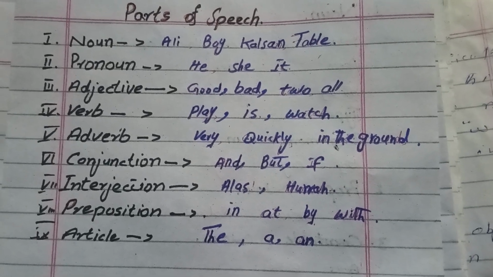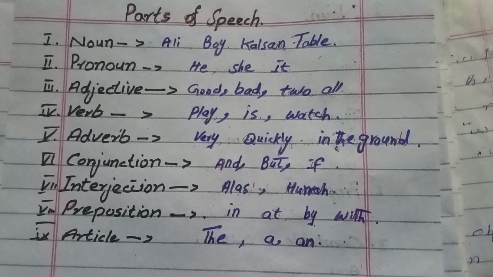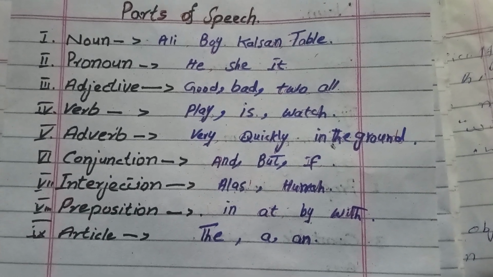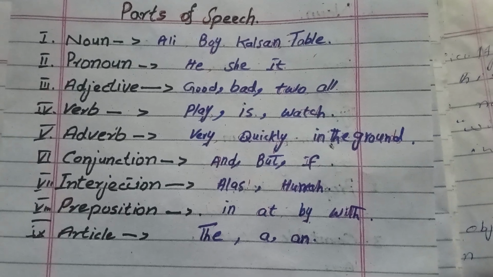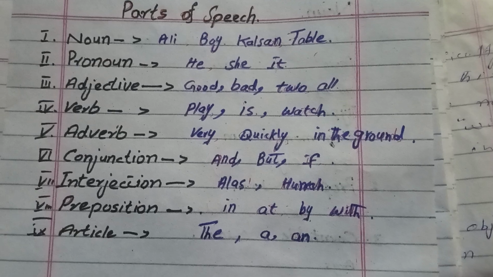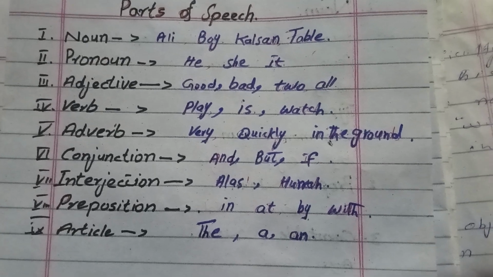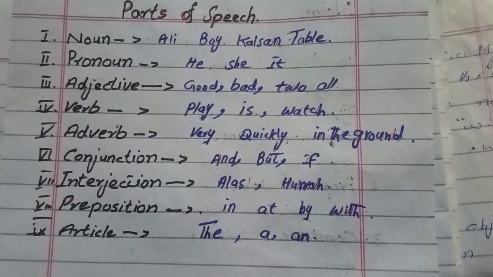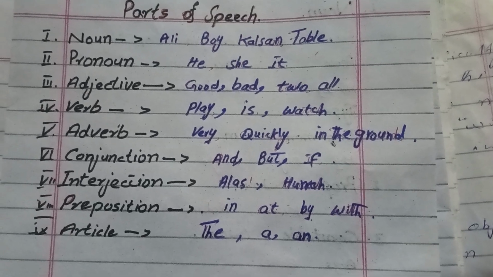For example, Ali, boy, kalsa, table. Here Ali and boy, these two words are used to refer to a person, and kalsa is used to refer to a place, which is the name of a village, and table, this word is used to refer to a thing. That is why this word is called noun.